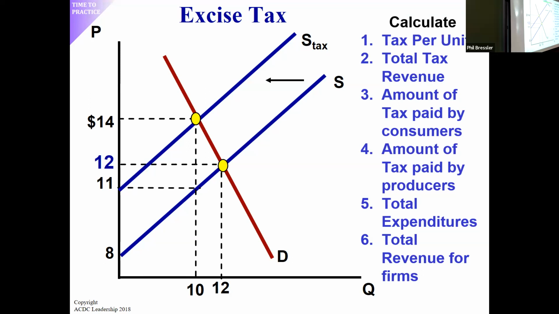All right, Trev, did you get the tax per unit? I said $2. Trev, it's not from here to here. The tax is this line. How long is that line? How many dollars? Three. So the tax is $3.